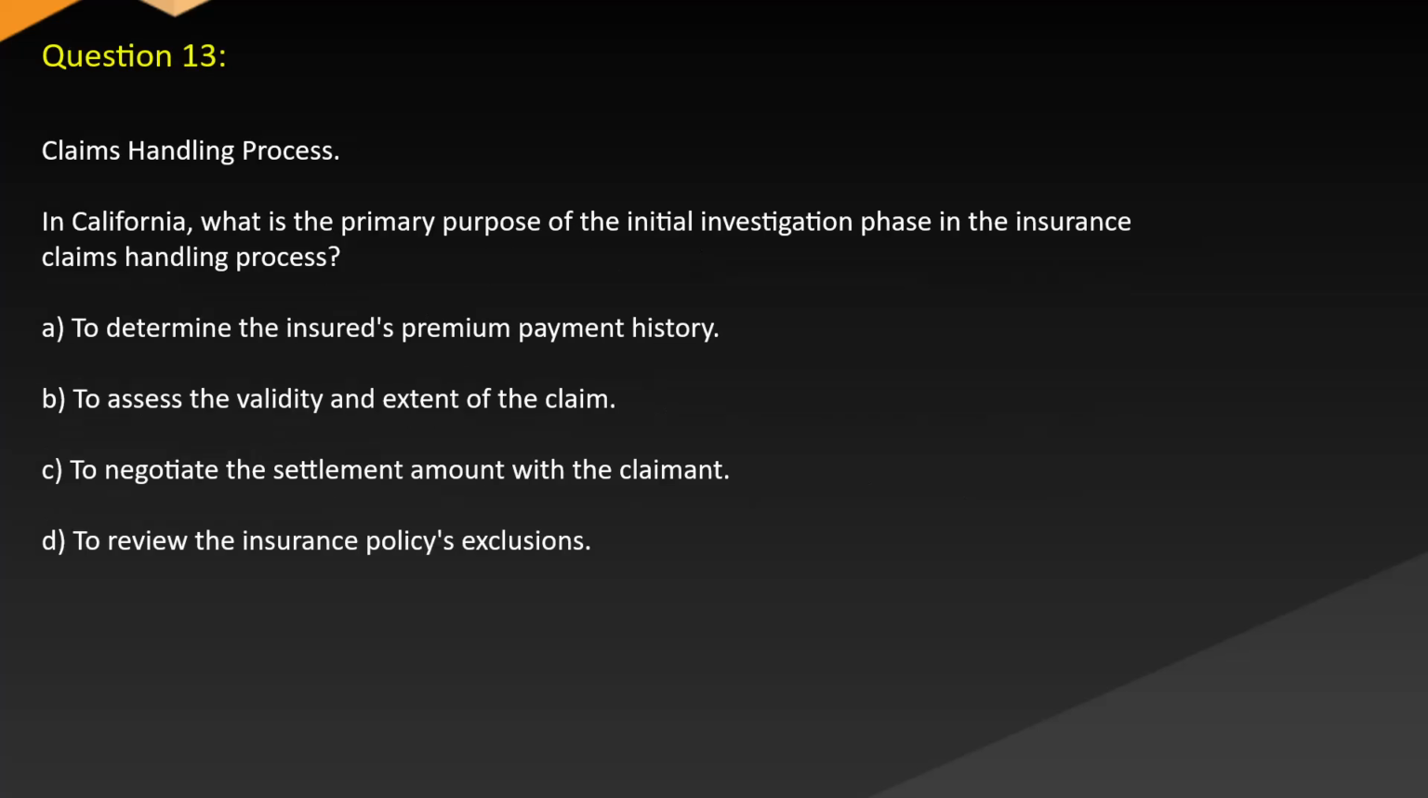Question 13. Claims handling process in California. What is the primary purpose of the initial investigation phase in the insurance claims handling process? A. To determine the insured's premium payment history. B. To assess the validity and extent of the claim. C. To negotiate the settlement amount with the claimant. D. To review the insurance policy's exclusions.